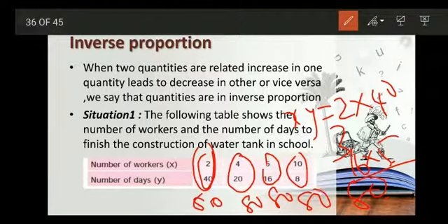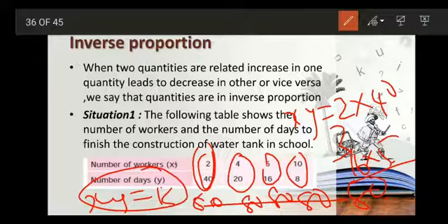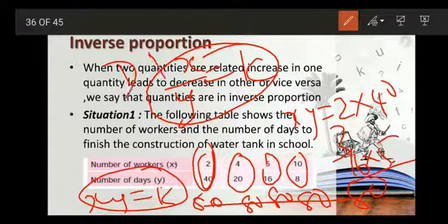So in inverse proportion, when you take x and y, you will get a constant. So xy is equal to k. This is in the case of inverse proportion. What we have seen in direct proportion is x by y is equal to k, a constant. But in the case of inverse proportion, x into y is equal to k.